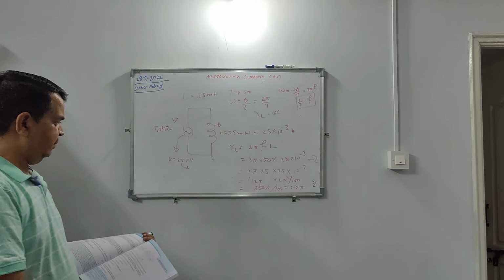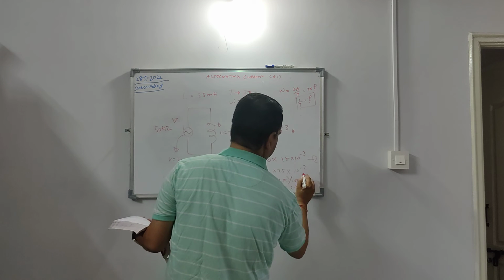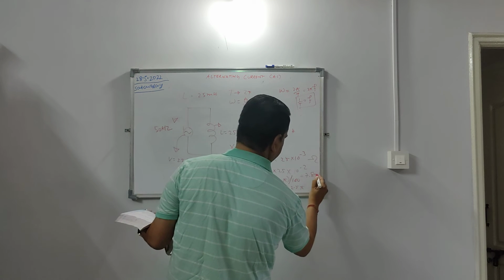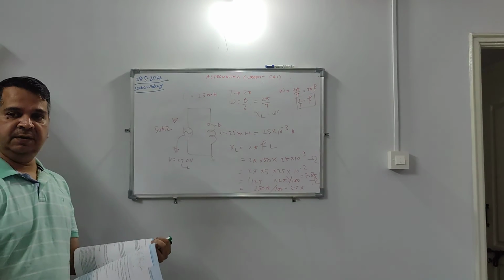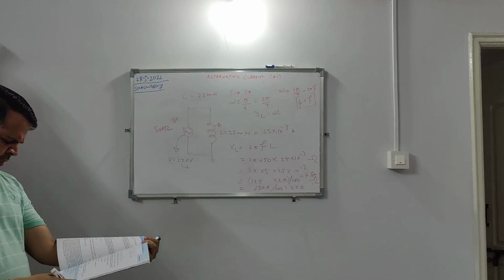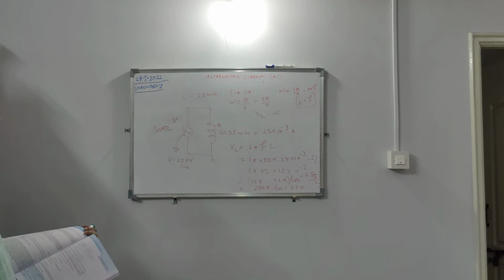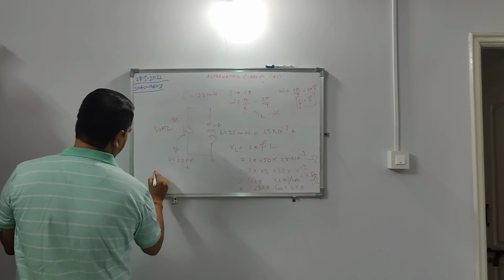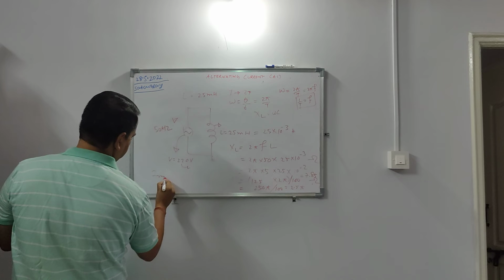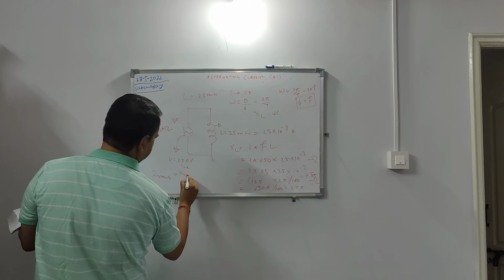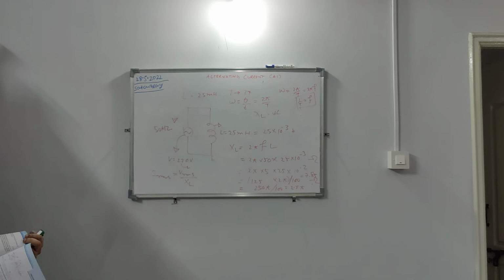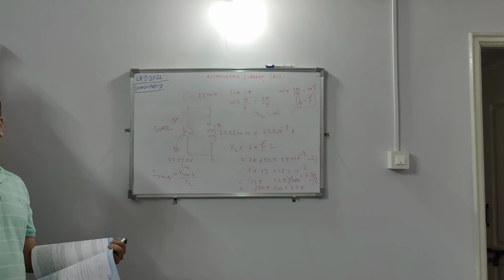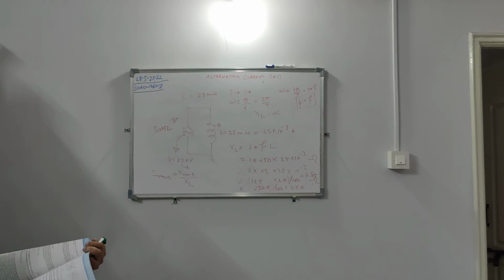So 2.5 pi is nothing but, if you multiply it, you will find it as 7.85 ohm. So this is the answer of what is the inductive reactance, okay? Then what is the RMS current? IRMS is equal to VRMS divided by inductive reactance, XL. In an inductive circuit, it is not resistance, it is inductive reactance.